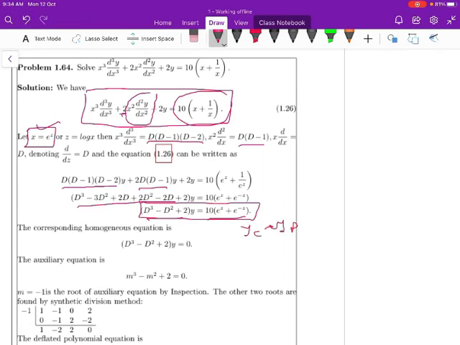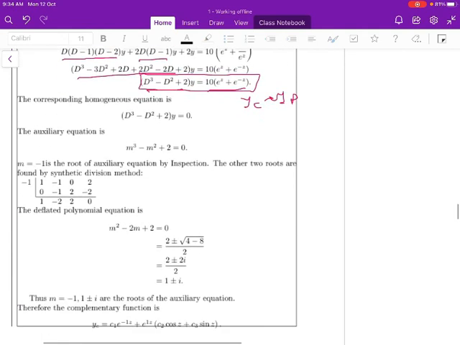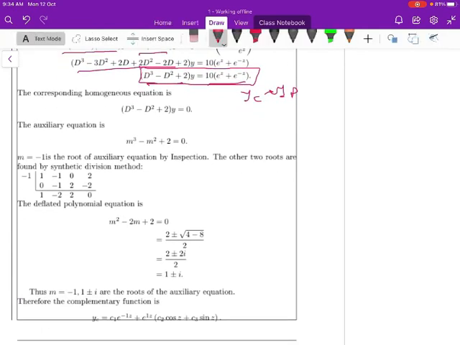Let us move to the solution of this equation. The solution yc plus yp is the general solution of this differential equation.